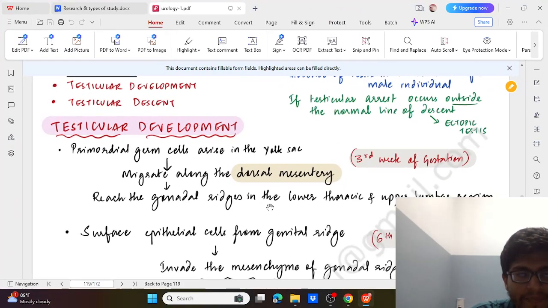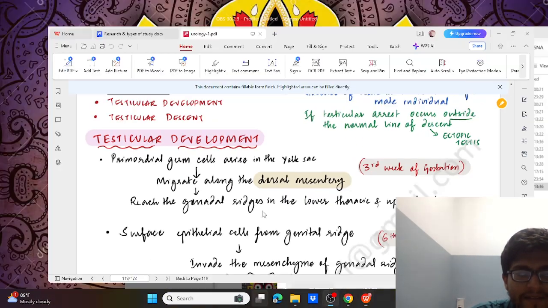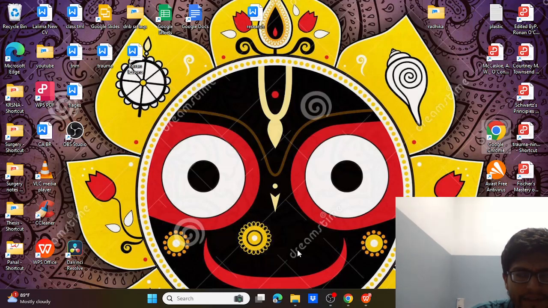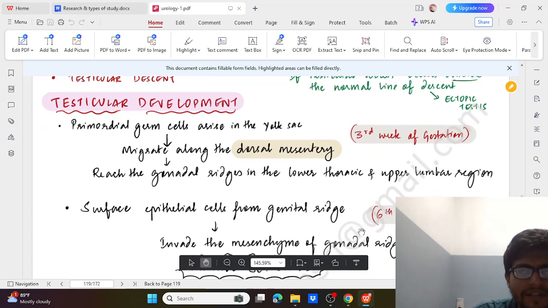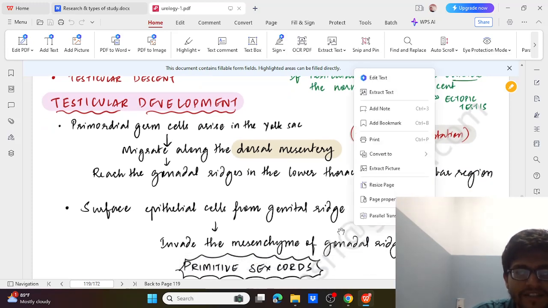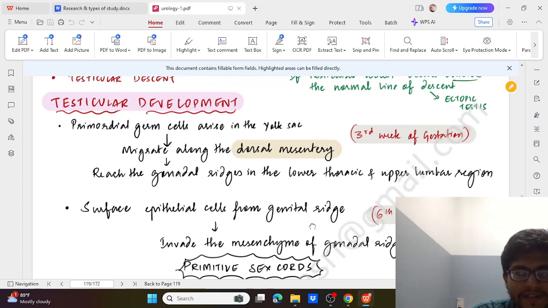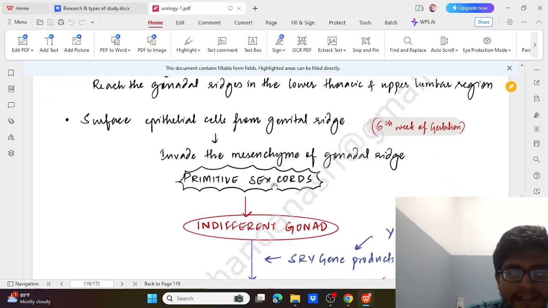So there, surface epithelial cells from the genital ridge invade the mesenchyme of the gonadal ridge, and these give rise to primitive sex cords. This happens in the 6th week of gestation. And these primitive sex cords are indifferent gonad.